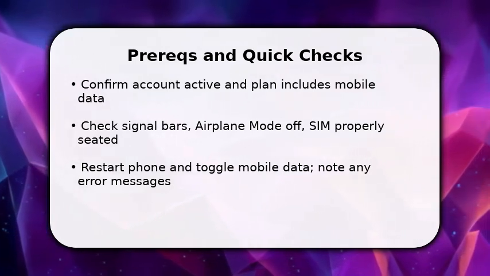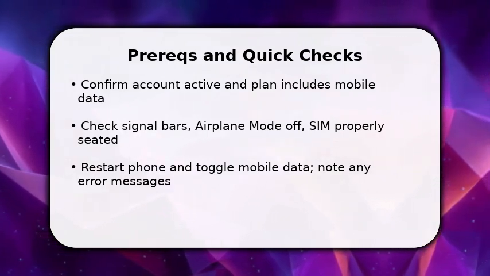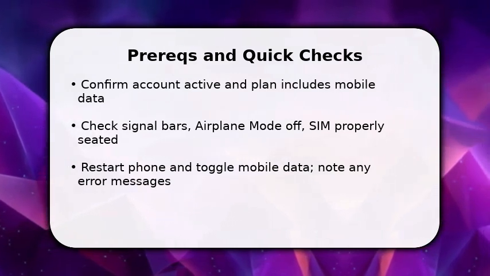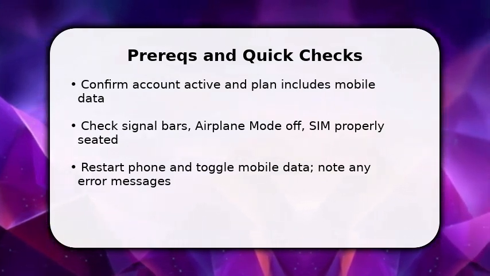Restart the phone now to clear transient software issues and immediately toggle mobile data off and on to force a reconnection. If you see an error message or no signal bars, note the exact text. This guides the next technical steps and speeds troubleshooting.